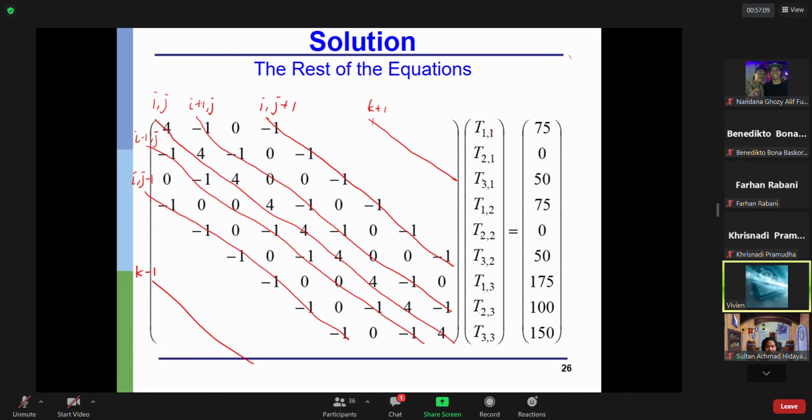And please remember that this is second order accurate. The method here that we talk about is second order accurate. Why is it second order accurate? Because in the discretization before, we used the central divided difference, which is second order accurate.